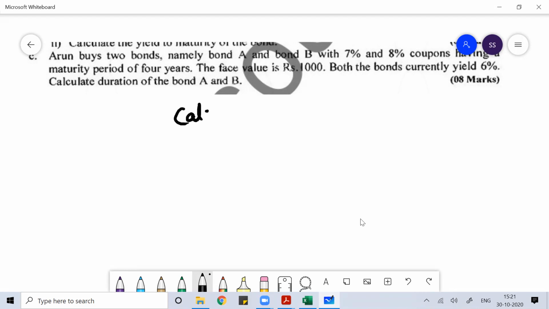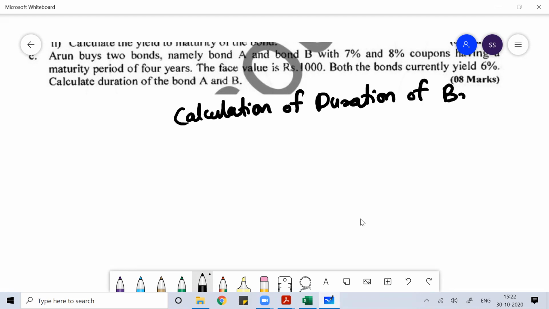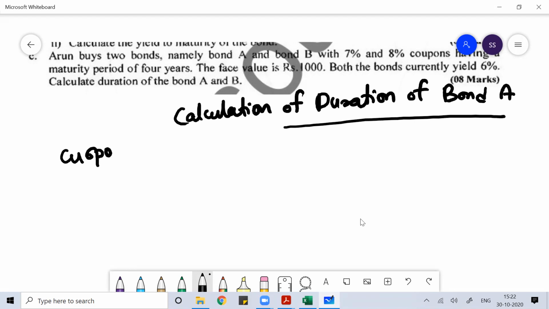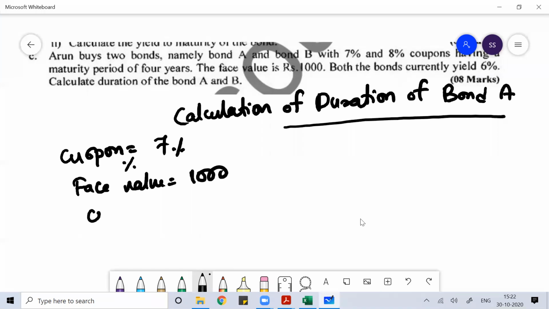First, I'll calculate the duration of bond A. The coupon is given as 7 percent and the face value is 1,000. So the value of the coupon will be equal to 70 rupees.